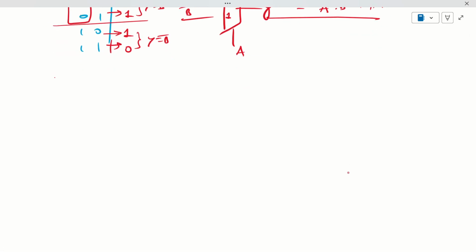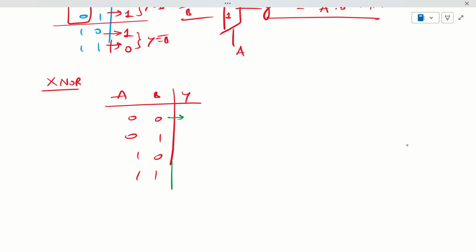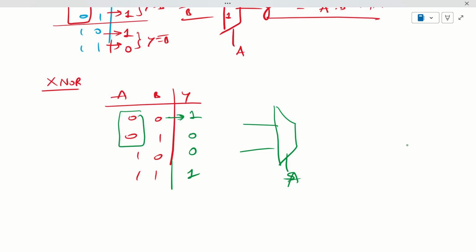And finally, the XNOR gate. We have two inputs A, B, and one output, 0 0 0 1 1 0 1 1. XNOR means if the two inputs are the same, the output is 1. Again, take the two input multiplexer. We have two possible combinations. When S equal to 0, we consider A as 0: 0 becomes 1, 1 becomes 0. What is the relationship between inputs and output? Y is nothing but B bar, right? When A equal to 1, 0 becomes 0, 1 becomes 1, which means Y equal to B.